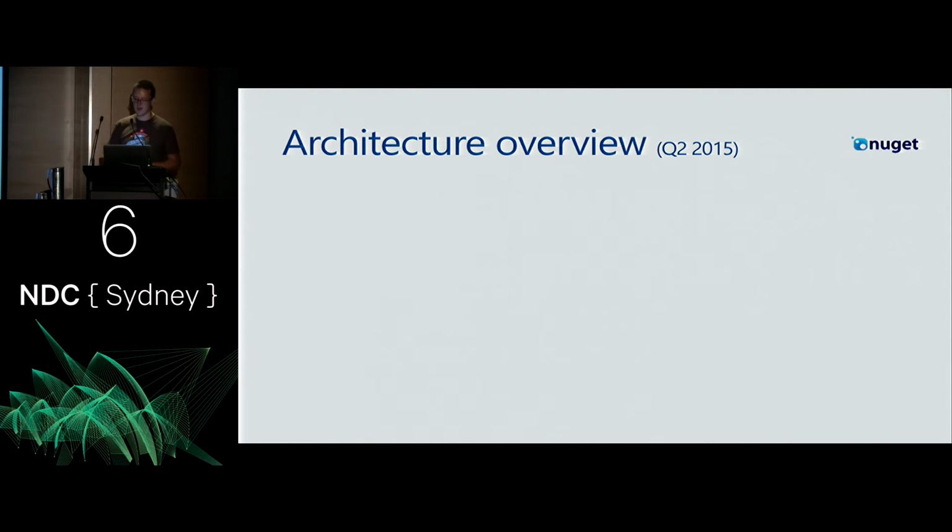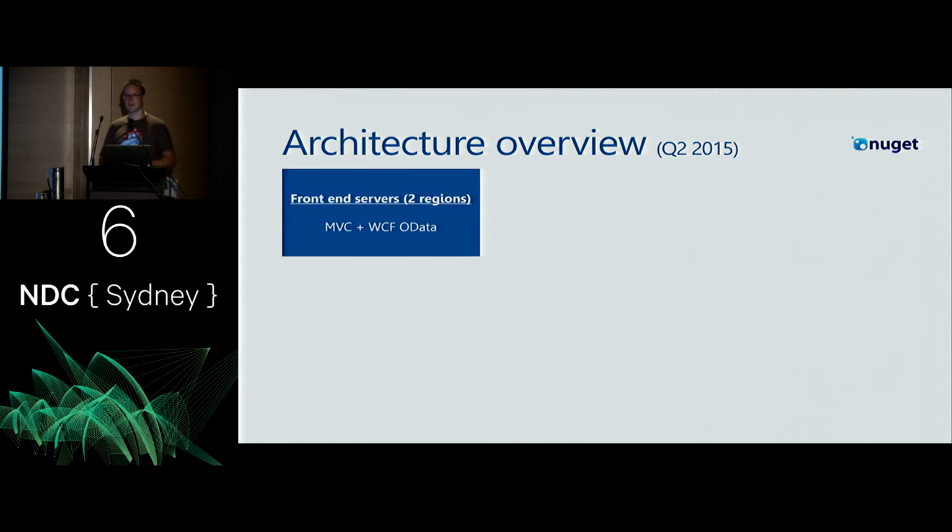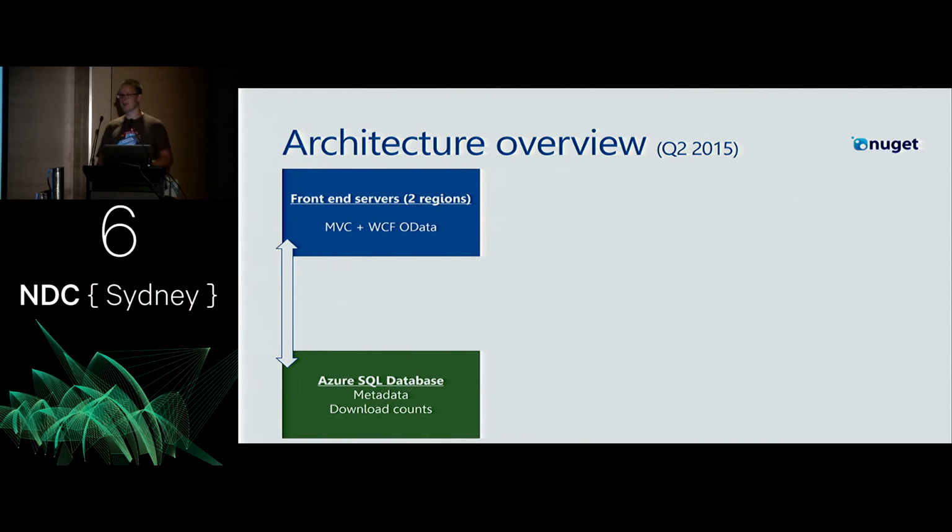that's this session. So the architecture back then was, we had some front-end servers in 2 Azure data center regions, and that front-end website is hosting the MVC application as well as the OData service, which is a WCF service. Those front-end servers are backed by a SQL database, and that database contains all the package metadata. So if you search for a specific package, the package ID, the package description, tags, and things like that would come from this database. The database is also used to track download counts.